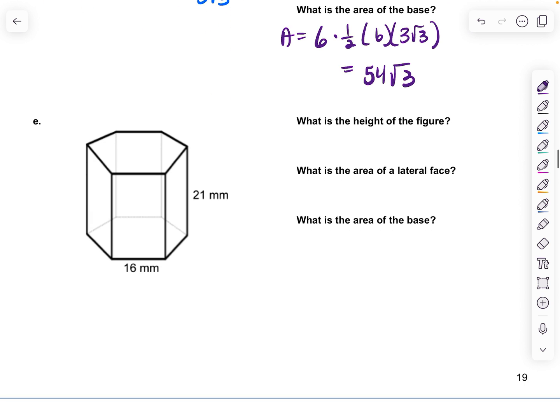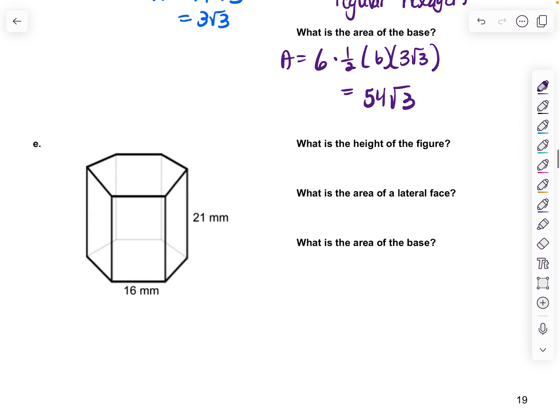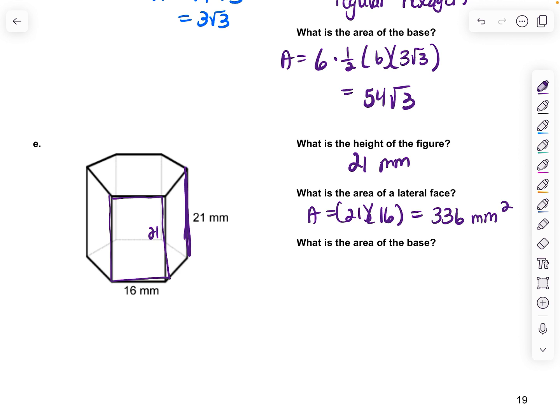Okay, last one. Fewer questions on this one. The height of the figure, again, 21 millimeters. Sorry, sometimes I'm using units, sometimes I'm not. Area of the lateral face. So a lateral face is any one of these sides, which is a rectangle. And we do know the dimensions of that rectangle. So it's 21 times 16, and we get 336 millimeters squared.